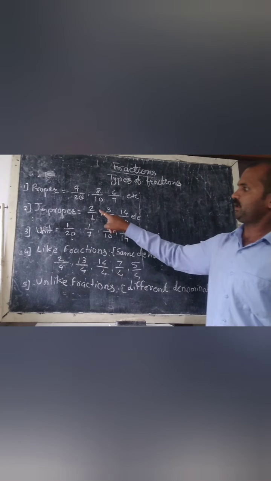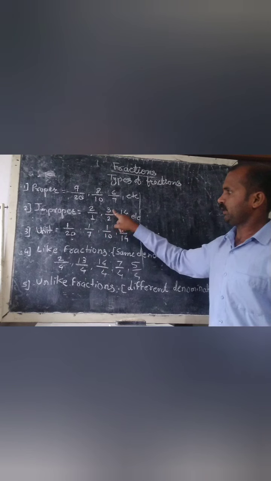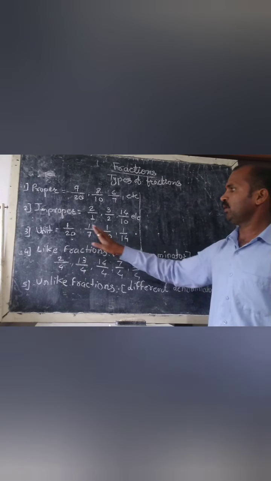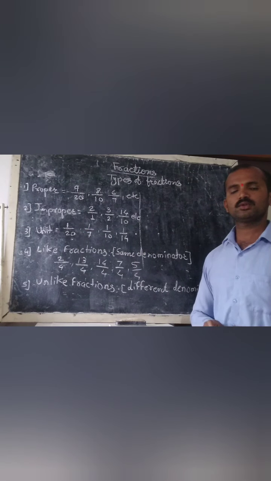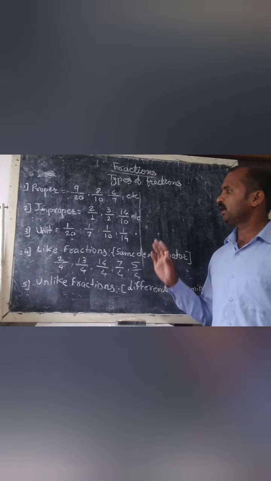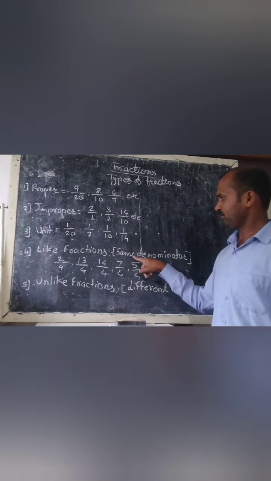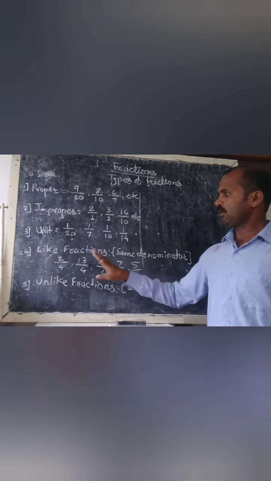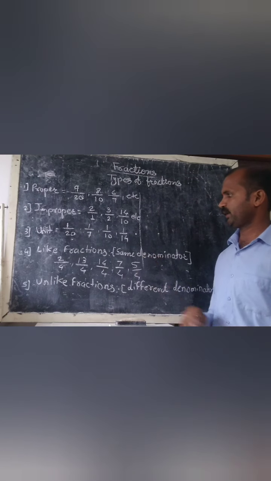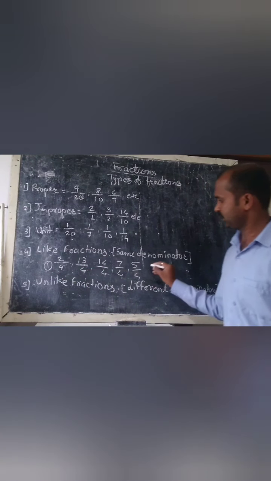Improper fraction, in which numerator is greater than denominator. 2 is greater than 1, 3 is greater than 2, 14 is greater than 10. Unit fraction: all fractions whose numerator is 1 are called unit fractions. Like fractions: fractions in which denominators are the same, means same denominator, two or more such fractions are called like fractions. This we have to see today. You can write another group of like fractions.